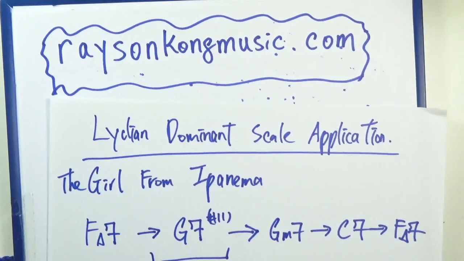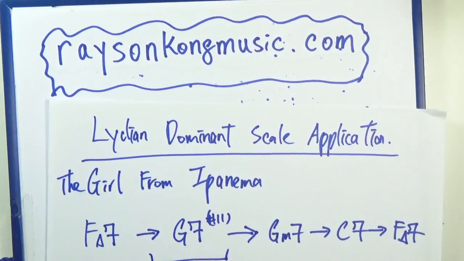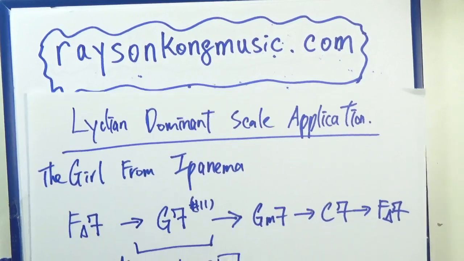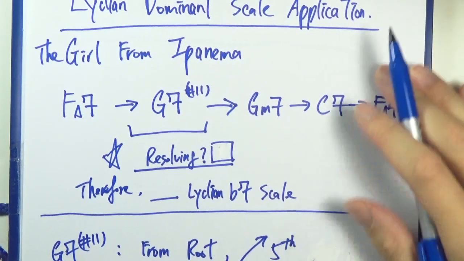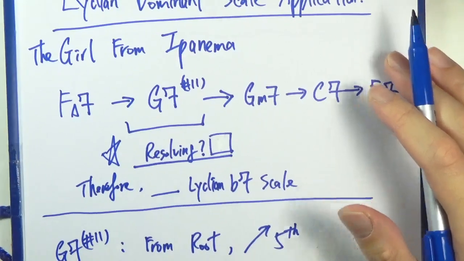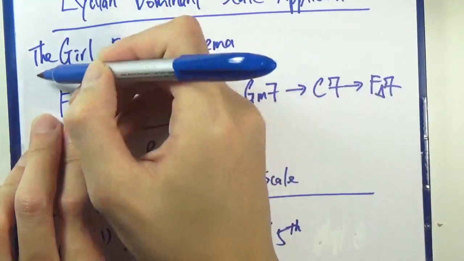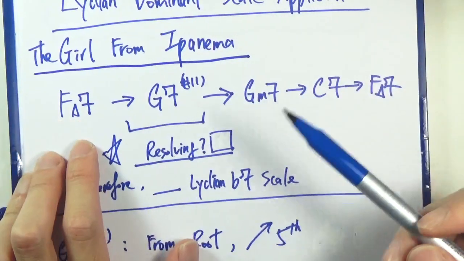All right, let's talk about Lydian dominant scale application. Probably in the previous videos, I have already touched on this, but let's be clear and precise and thorough about this. For example, I would like you to check out a song called The Girl from Ipanema.